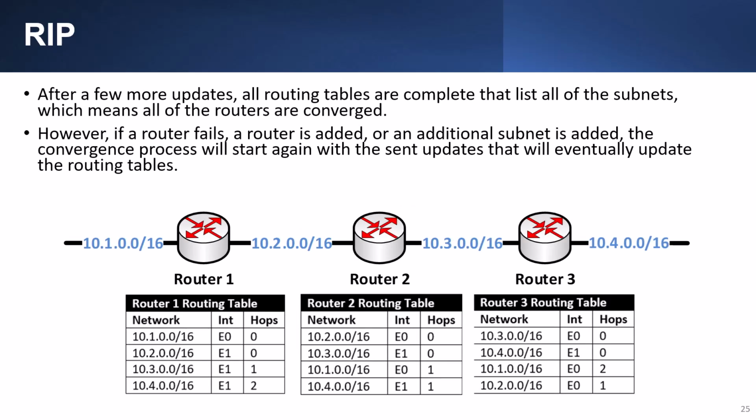After a few more updates, all routing tables are complete and list all of the subnets, which means all of the routers are converged. However, if a router fails, a router is added, or an additional subnet is added, the convergence process will start again with the sent updates that will eventually update the routing tables.